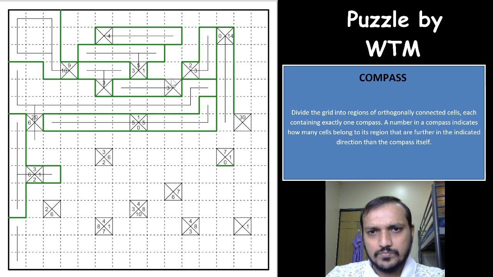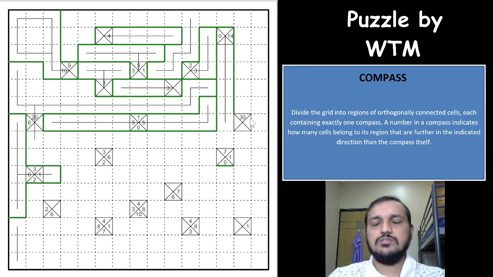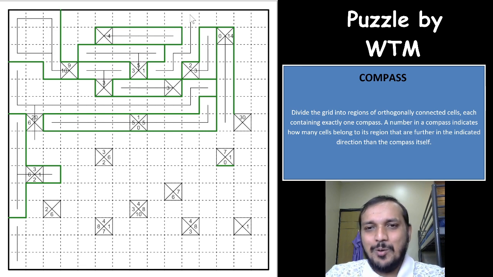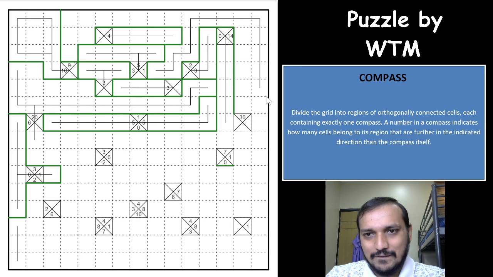Okay, now this will be part of the 30, I guess. 5, and then you have a 10 here, you have 15 here, 20 and 30. What a logic, guys, what a logic. Amazing logic for this compass puzzle. This whole region is taken by 30. Okay, so we are not sure, these can be the cells for 30 as well, but we are not sure of it.